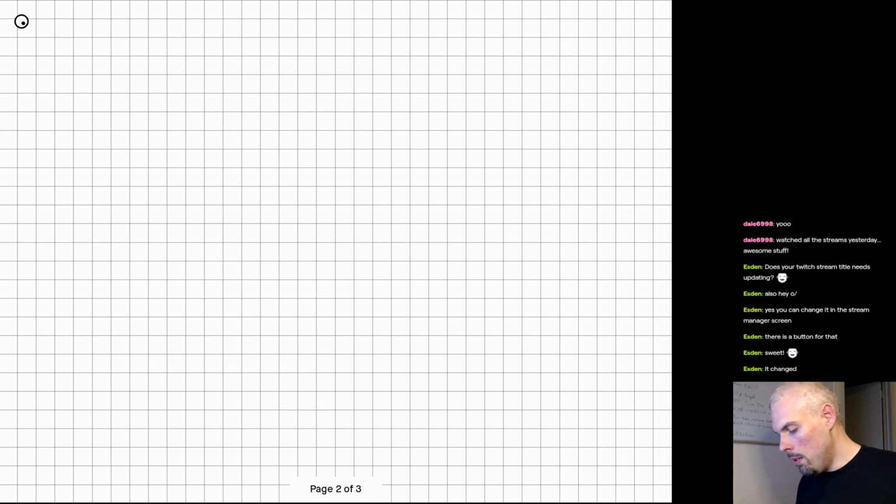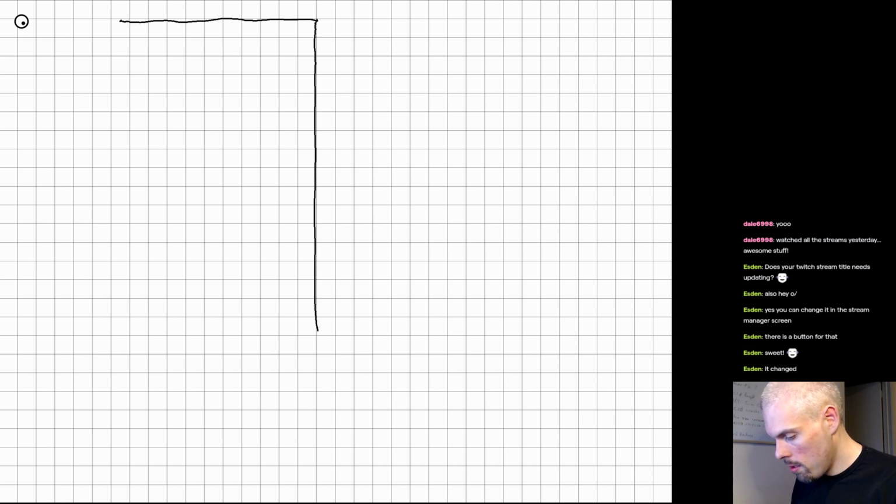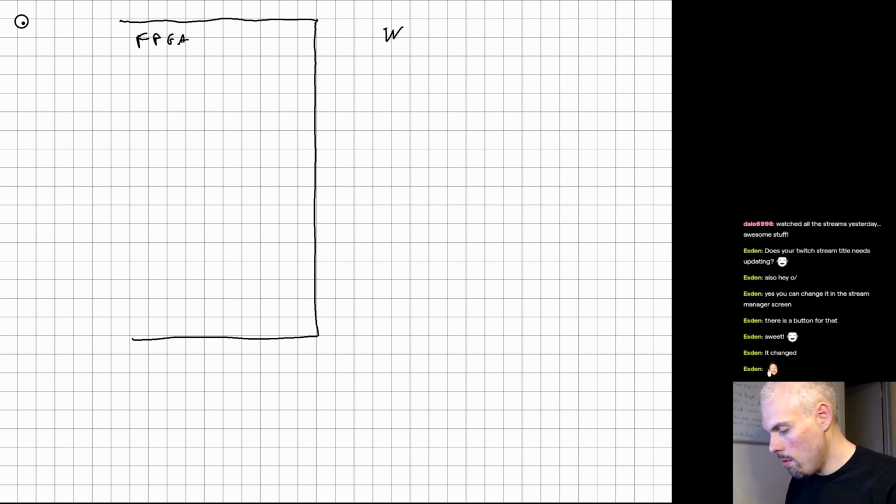So let's look at I/O in FPGAs specifically. So we have some logic. So let's say that's our FPGA, and what's inside the FPGA, and this is the world, which is outside the FPGA, right? And at some point we want to exchange data between the two.